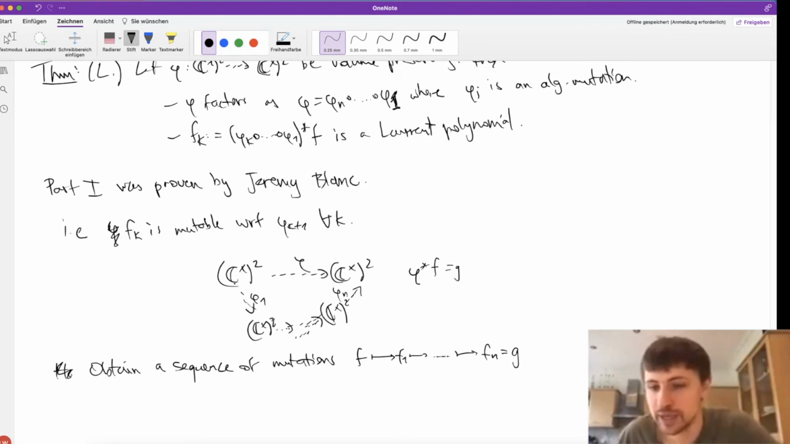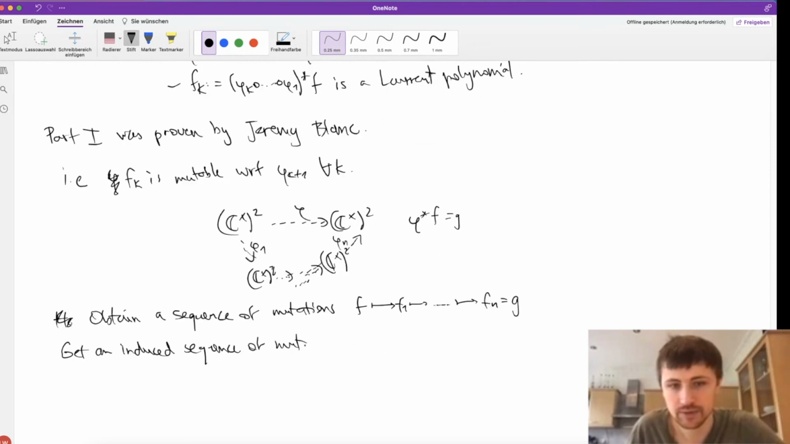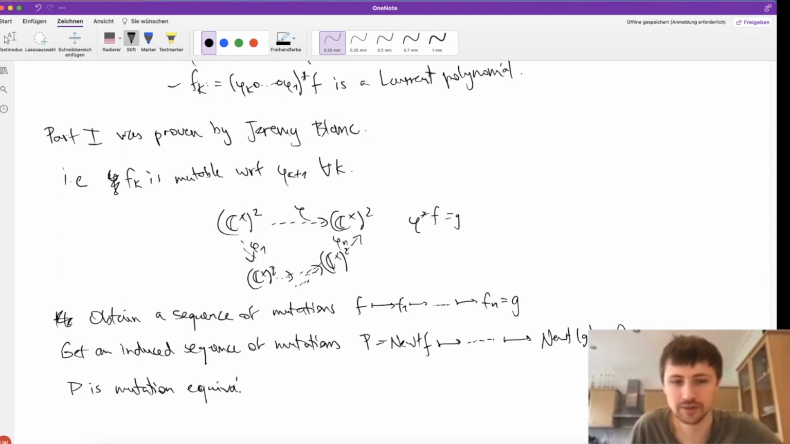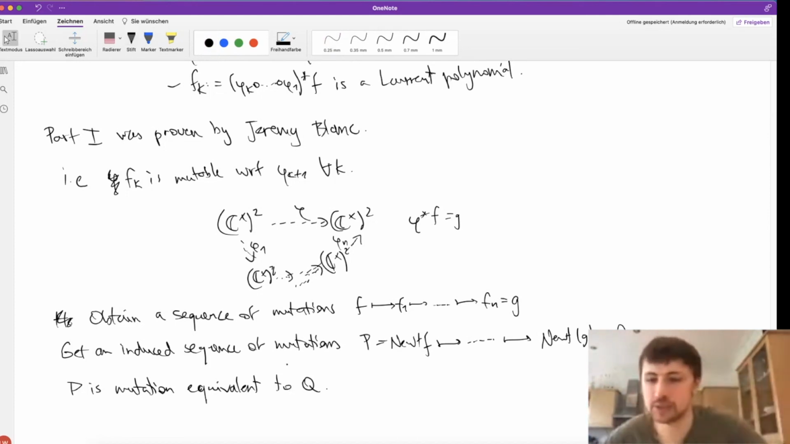And now I just take the induced mutations on Newton polygons, from P, which was defined to be the Newton polygon of f, up to the Newton polygon of g, which is Q. So we've shown that P is mutation equivalent to Q. And Q was one of the 10 reference polygons we started with.